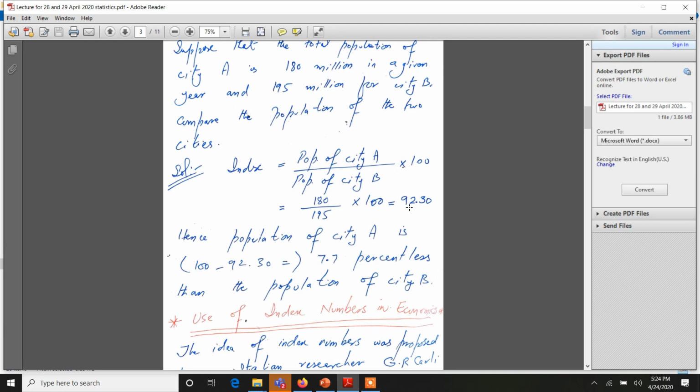So what does that mean? The population of city A is 7.7% less than the population of city B, right? City B is the base here because we are dividing by the population of city B, and as I just told you, the base index is always considered 100. So as compared to city B, city A's population is 7.7% less than the population of city B. Okay?